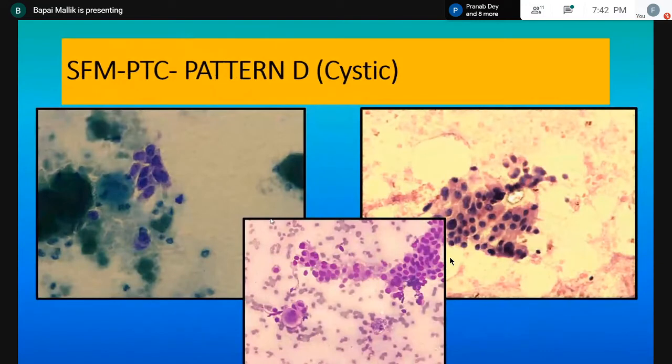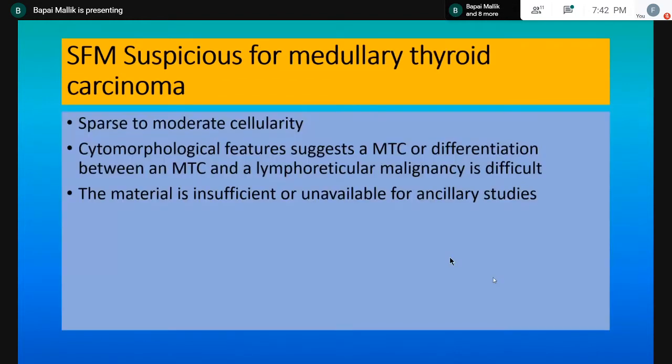The third one is the cystic pattern, where you have got a lot of foamy macrophages, hemosiderin-laden macrophages, some of these elongated cells, a little bit of irregular chromatin pattern. You've got a lot of cyst cells. You might even start seeing some cells with oncocytic change, but then you have got a few cells having dark cerebriform nuclei, which I'm going to talk about a little bit later. So this is the so-called cystic pattern, where you decide to call something suspicious for papillary thyroid carcinoma.